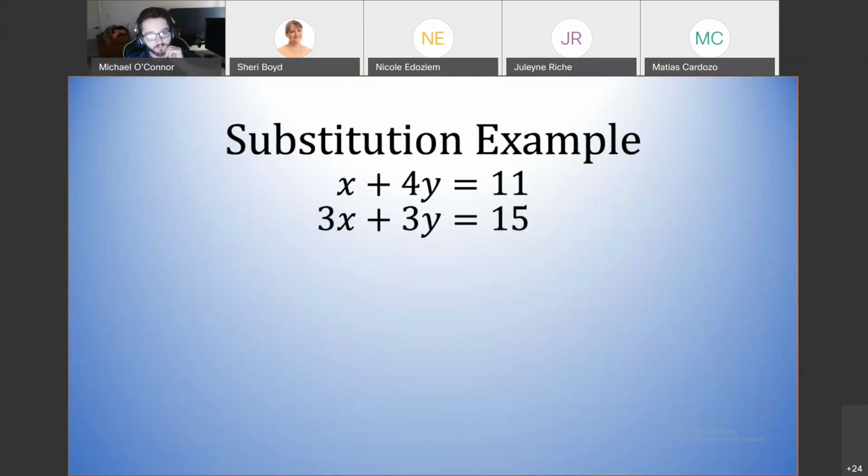So we have x plus 4y equals 11 and 3x plus 3y equals 15.